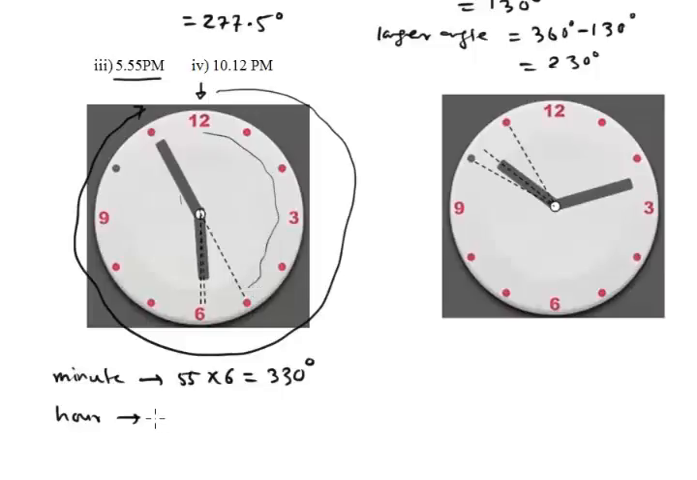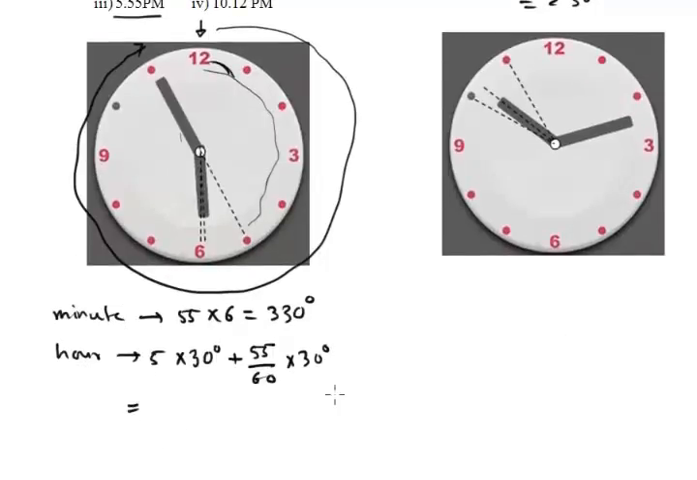and the hour arm will rotate full 5, up to this is full 5, that means 5 times 30 degree, because each span is 30 degree, plus for these 55 minutes it will rotate 55 divided by 60 times 30, because 60 minutes rotates 30 degree, for 55 minutes it will rotate this much. So if we calculate this, we will get 177.5 degree.